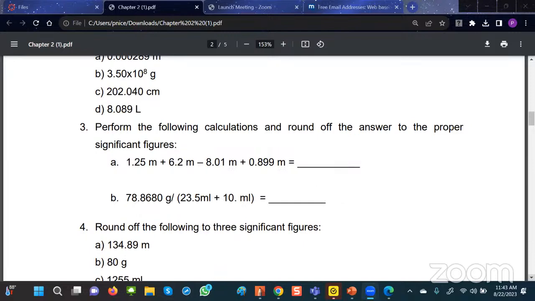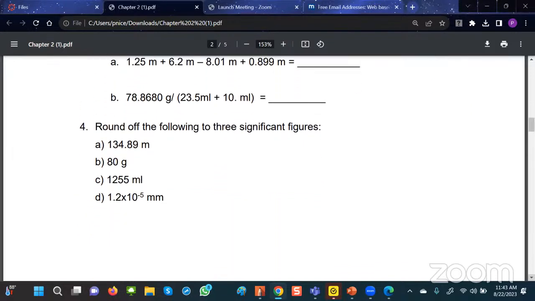Let me scroll down. So this question says, round off the following to 3 significant figures. So they're specific in this case, 3 sig figs, right? So let's start off with the first one. Let me turn on my pen again. I keep turning it off. Okay, so what would be the answer when you round off the first one to 3 significant figures? 135, and don't forget the unit meters, all right?